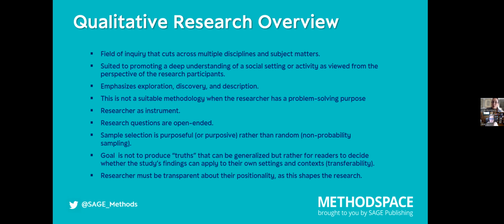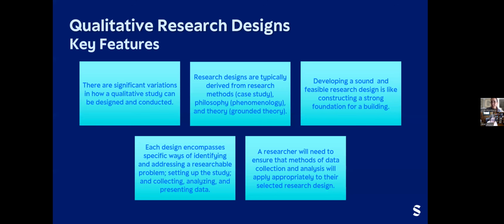And very importantly, the goal is not to produce any truths that can be generalized, but rather for readers to decide for themselves what the study's findings mean and how these findings can apply to their own settings or contexts, which is a concept referred to as transferability as opposed to generalizability. And very importantly, and Dr. Boberg and I have presented on this topic as well in the past, the researcher really needs to be transparent about their positionality and their position and power in the research process, as this really shapes the entire process from beginning to end.